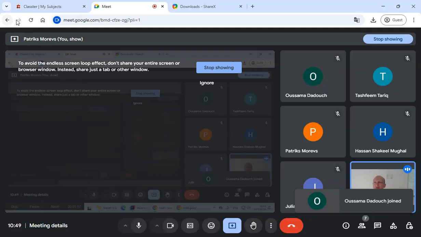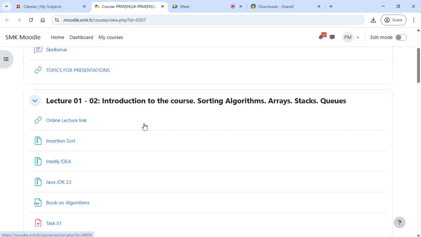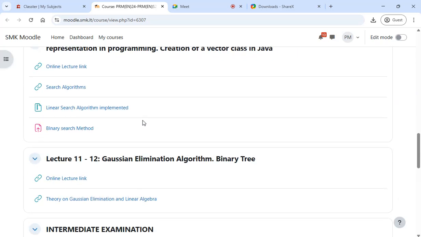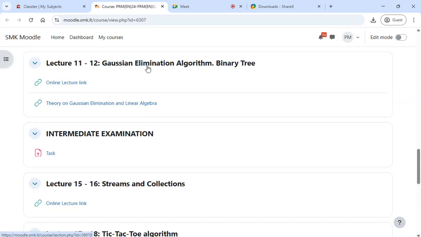Today we are going to speak about data structures and algorithms. Here our topic is the Gaussian elimination algorithm, and as to the data structures, we will take a binary tree. First of all, let us go to the Gaussian elimination algorithm and try to see that.